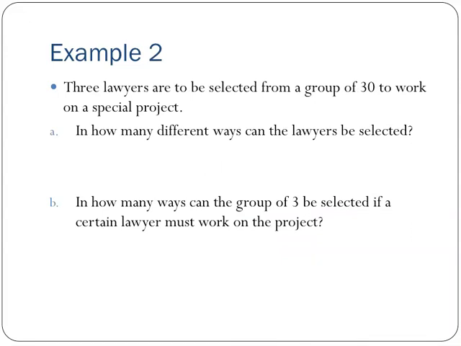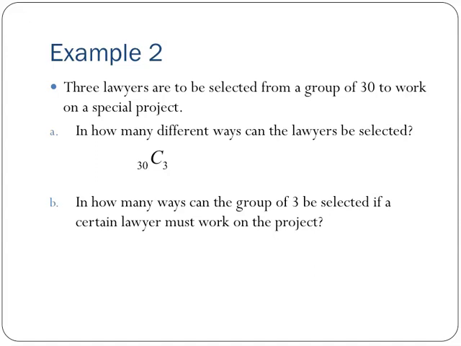Alright, example 2. 3 lawyers are to be selected from a group of 30 to work on a special project. In how many different ways can the lawyers be selected? Alright, so we have a group of 30 lawyers, and we're only choosing 3 of them. It doesn't matter what the order is, it's still the same 3 lawyers working on the project. So this is going to be 30 choose 3.